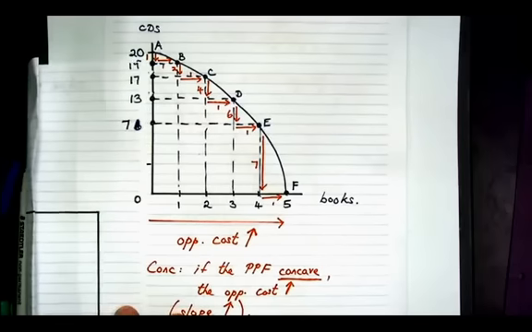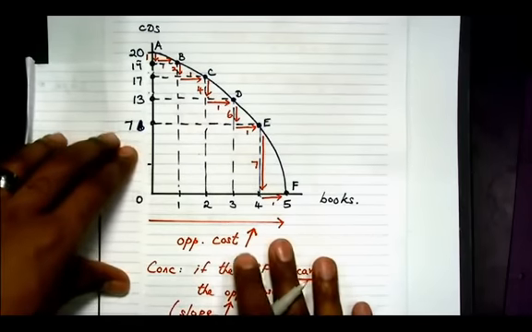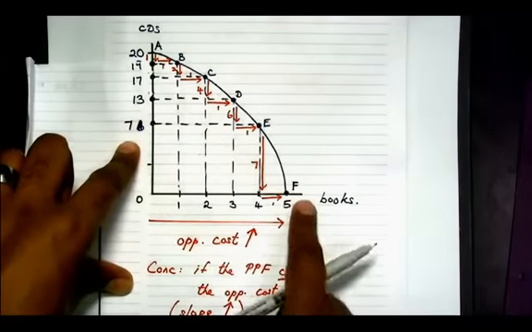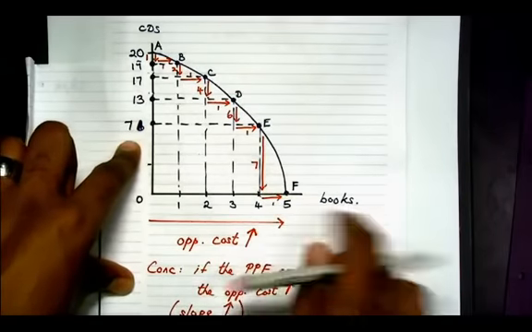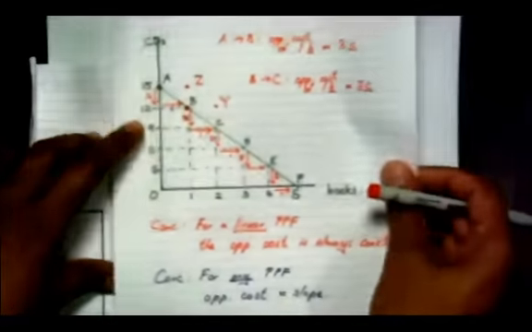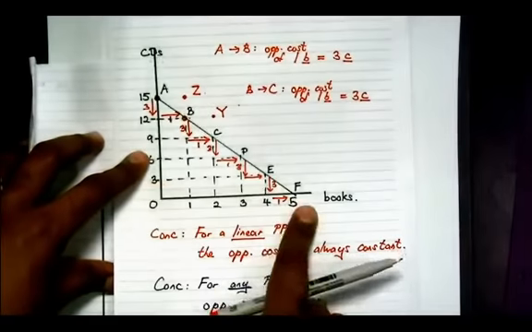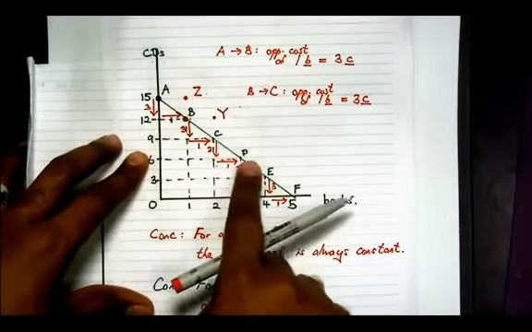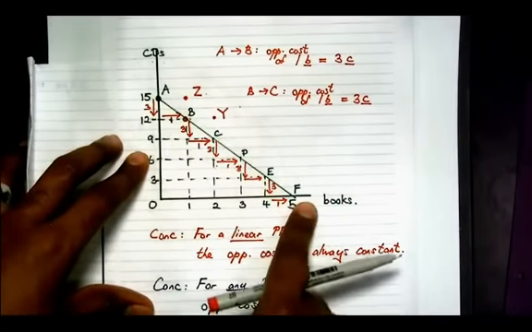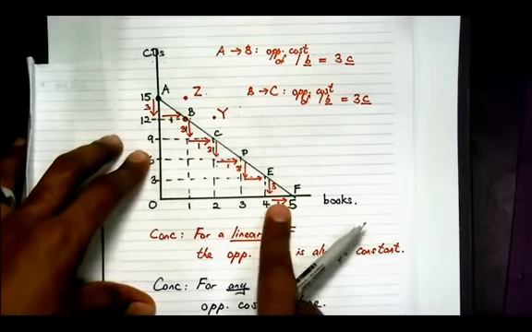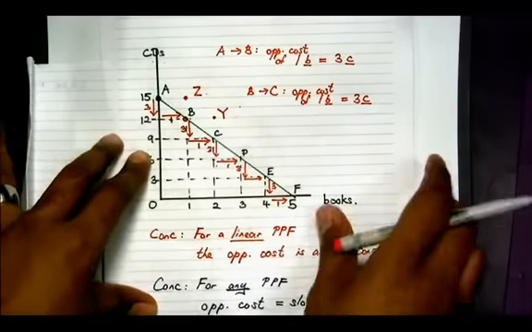Is that okay? Now, I haven't told you why it is curved, but I would like to establish what the opportunity cost would look like if it is curved. Our previous PPF was linear. It was a straight line. When the PPF is linear, the opportunity cost is always equal to the same number, in this case 3.